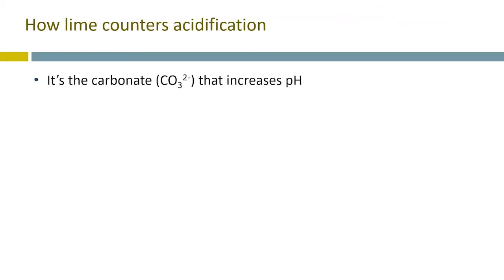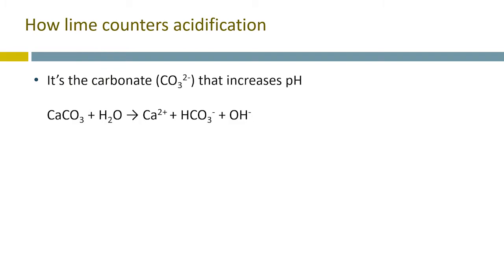Okay, so how does lime counteract acidification? Some people think it's the calcium. The calcium helps buffer pH, prevent future pH change, but it doesn't bring up the pH. So it's the carbonate in calcium carbonate that increases the pH.